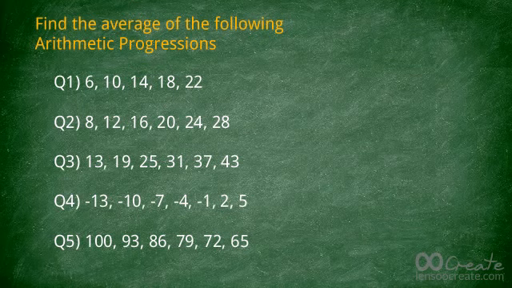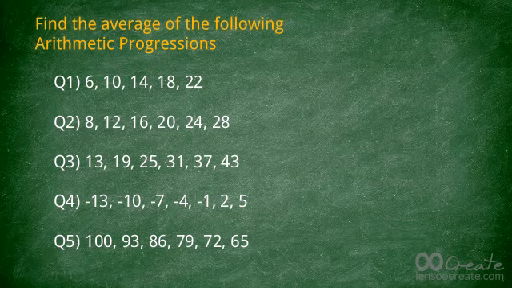Alright, now I want you to try out these 5 questions. For each of these questions, your job is very simple: you need to find the average of each of these arithmetic series. Remember, try to figure out the answer in the shortest possible way, and you can use the formula a plus L upon 2. So I'll hit the pause button right now, try out these 5 questions, and I'll tell you what the answers are. Go ahead. Good luck.